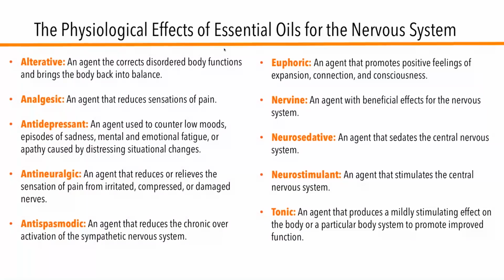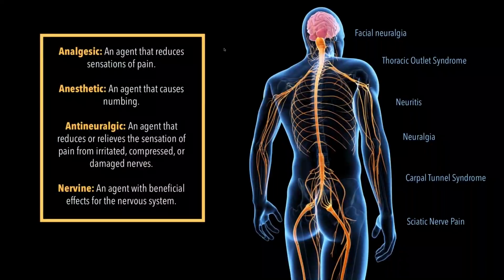All right, let's look a little bit more at some of these different physiological effects, but we'll group them to help us understand them. We all know as massage therapists that pain is caused by something on a nerve or by a nerve that's become injured or irritated for some reason. Things that might be on a nerve include a tight muscle, increased fluid due to inflammation, a bone that's slightly out of place, or something like a tumor that shouldn't be there. Analgesics, anesthetics, and antineuralgics reduce sensations of pain by slowing the travel of pain signals to the brain.